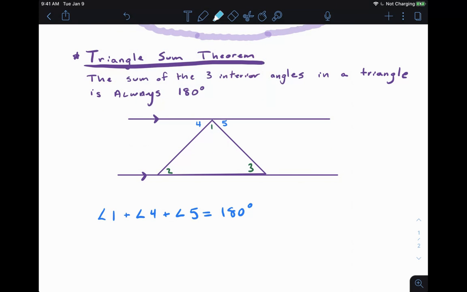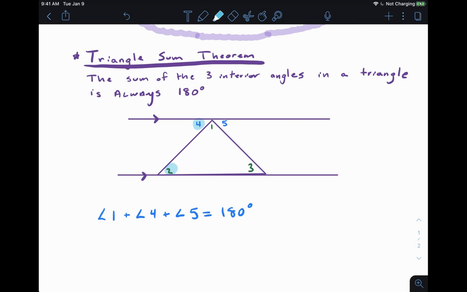Let's get 2 and 3 in the mix here, because that doesn't help us so far. Why do we care about 4 and 5? Those aren't inside the triangle. We got 1 in that triangle, angle 1. But let's get 2 and 3 in the mix. Let's start with angle 2.